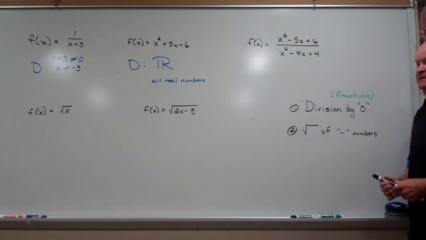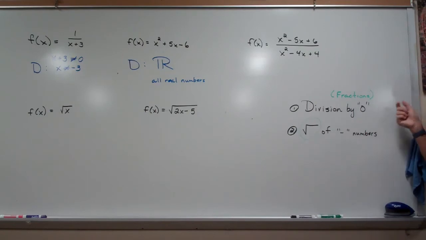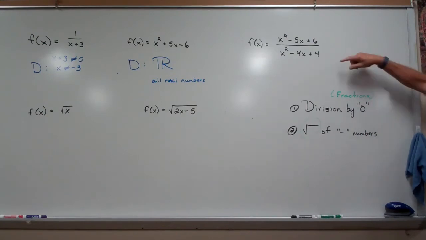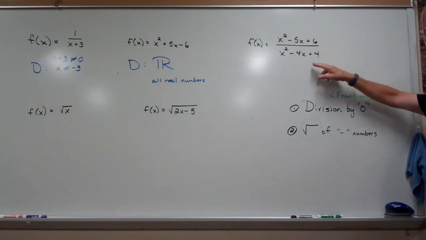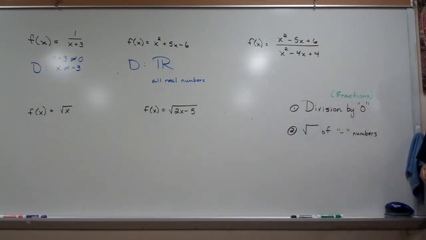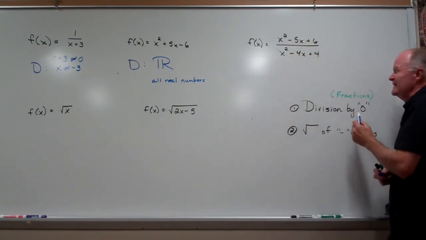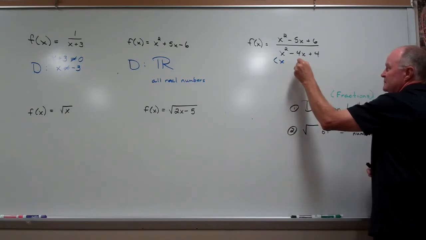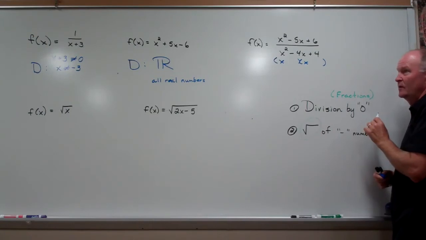Third example. X squared minus 5x plus 6 divided by x squared minus 4x plus 4. Oh boy. It's got fractions, doesn't it? No square roots. So, my first task is to find out who might make the bottom 0, right? Well, what do we usually do with stuff that looks like this? By doing the factoring thing. Don't cancel anything. You can't do that. You got to factor. So, I'm going to make the front. What do I make 4?